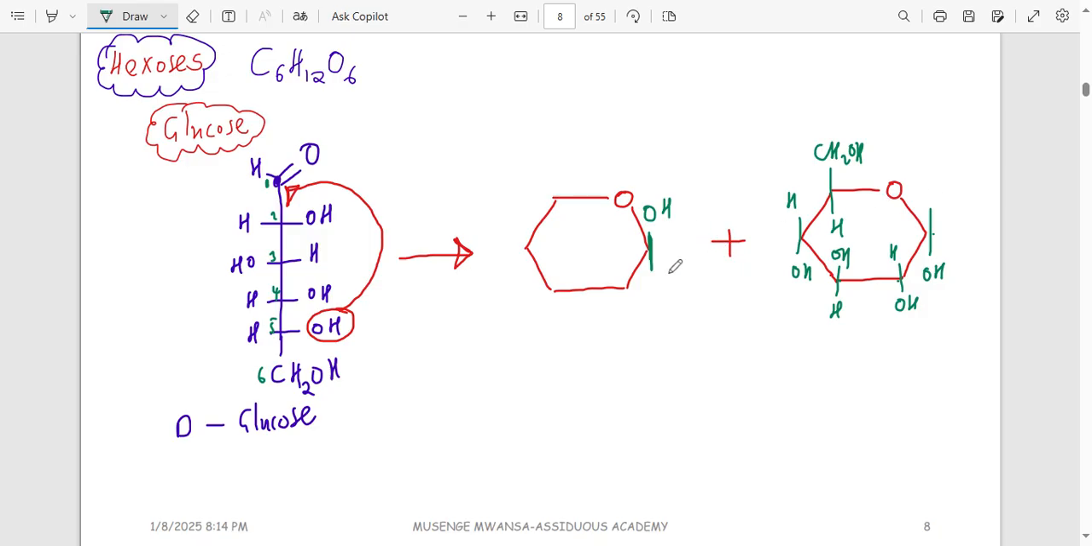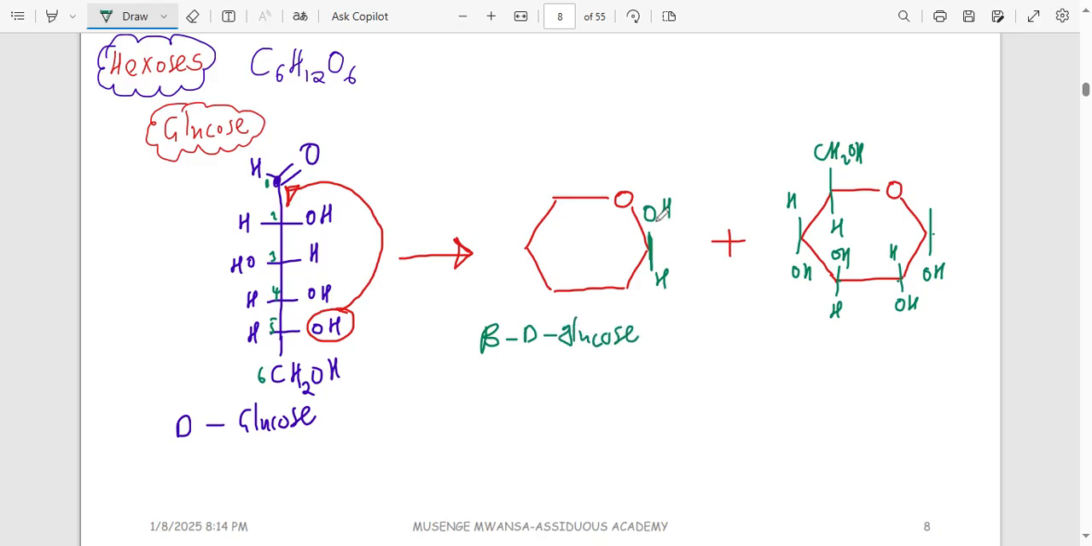These same things will be the same for this one. Just write it the same. The only difference is carbon number 1. So what does that difference make? The way you can see it like this, when the OH is on top, we call that a beta molecule. So this is known as beta D glucose.